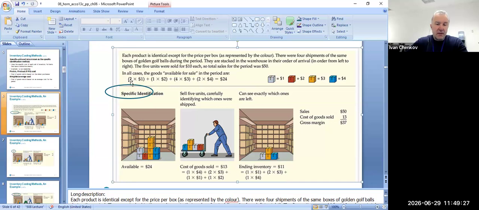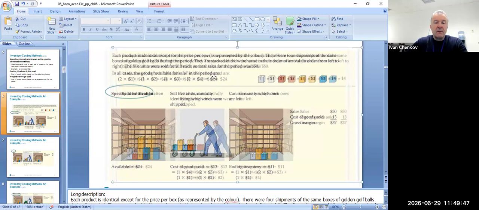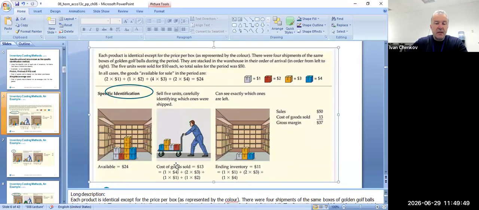Now, the cost of goods available for sale for the period is 2 units times $1, 1 unit times $2, 4 units times $3, and 2 units times $4. The total cost is 24. Now the question is, which units, and how are we going to come up with the cost of the units that we just sold?